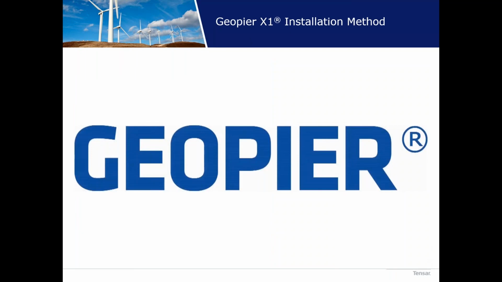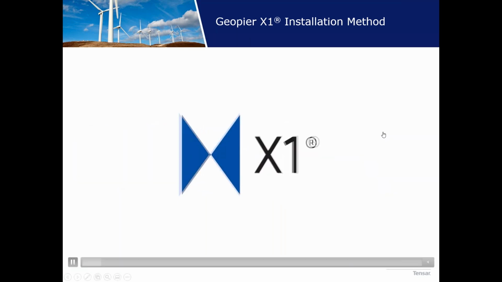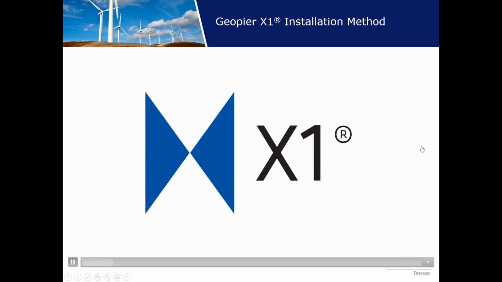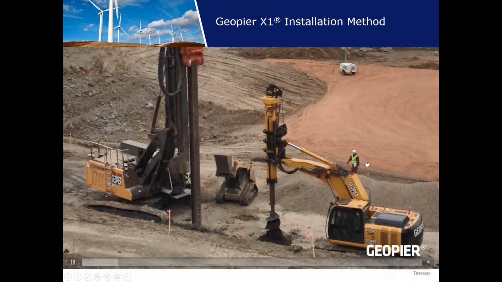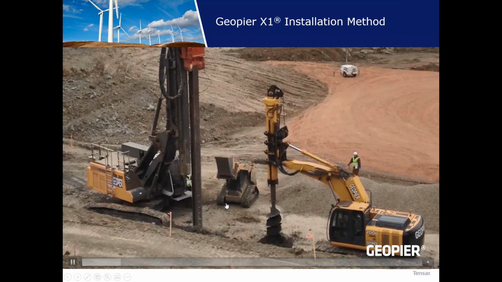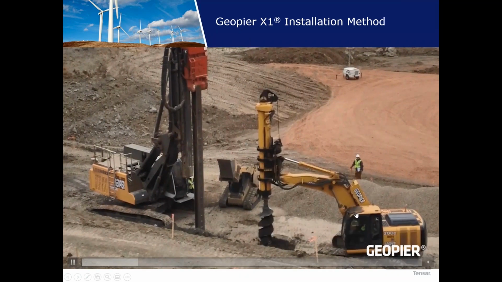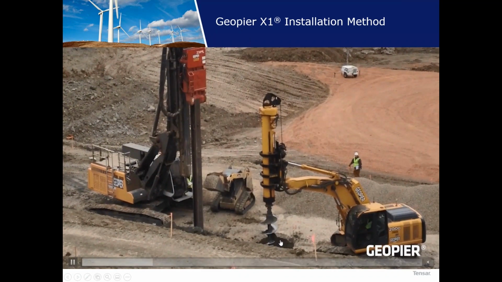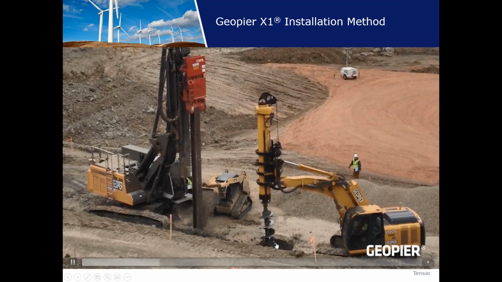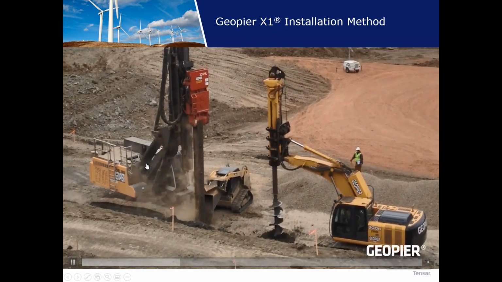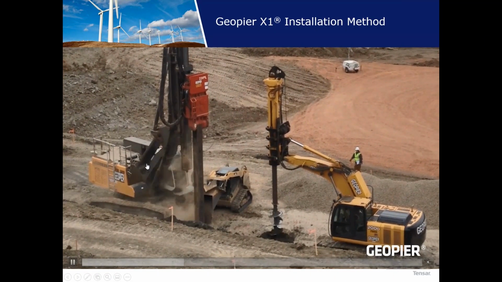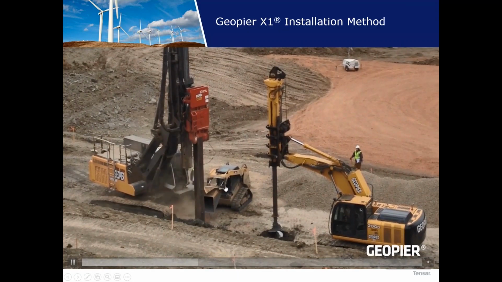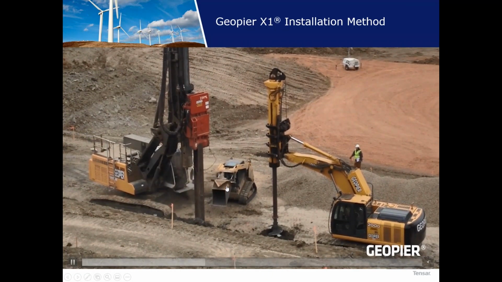So we have an X1 installation video as well. There's a live action video as well as an animation. The live action one is really neat. This is a project, I believe, that's in the Dakotas. And you can see the 3 pieces of equipment that are used. On the right, you have the excavator mounted auger prepping the holes. On the left, you have the X1 mast rig with a mandrel. And in the middle, you have the skid steer delivering the material. And here's the live action video.